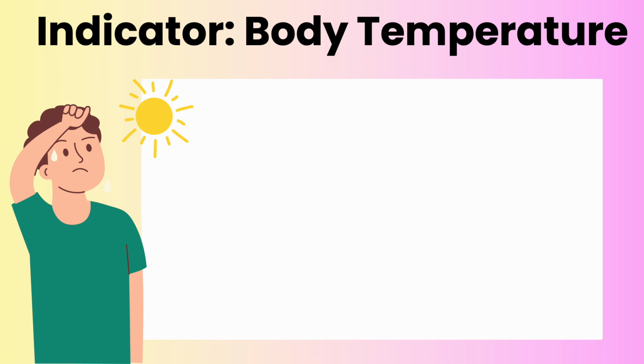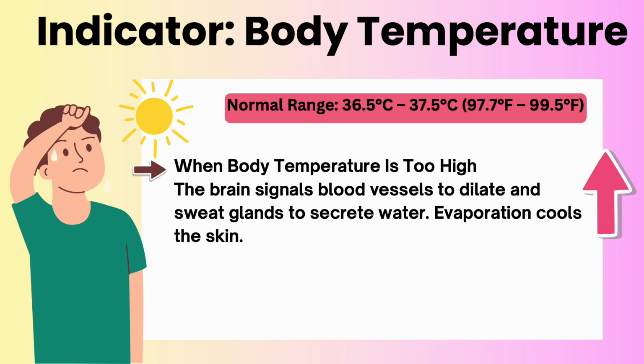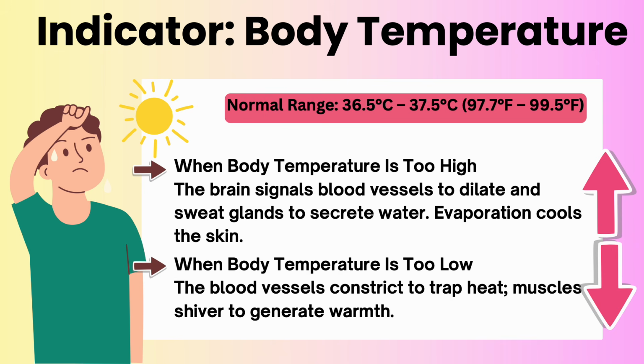Let's explain body temperature more clearly. When body temperature becomes too high, the brain signals the blood vessels to dilate and sweat glands to release water. As sweat evaporates, the skin cools, and when body temperature becomes too low, blood vessels constrict to help trap heat, while muscles shiver to generate warmth. Notice that the response depends on the direction of the change.